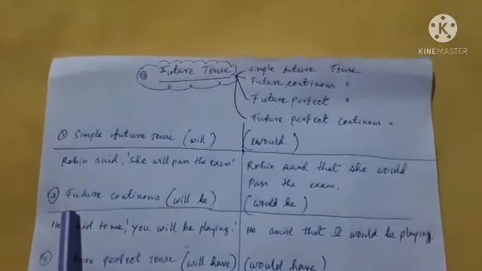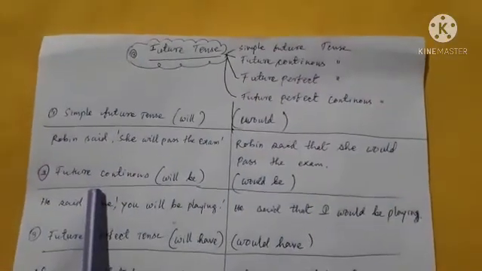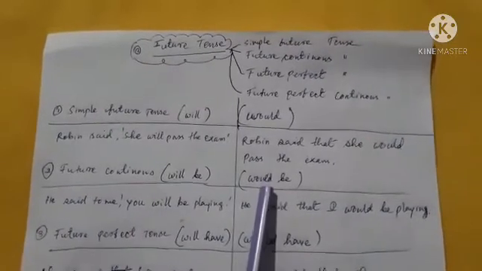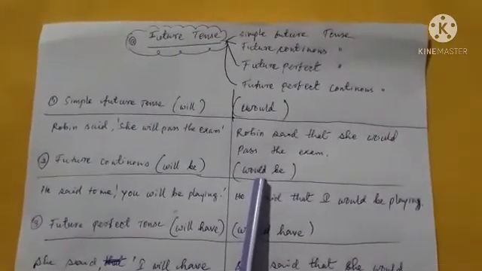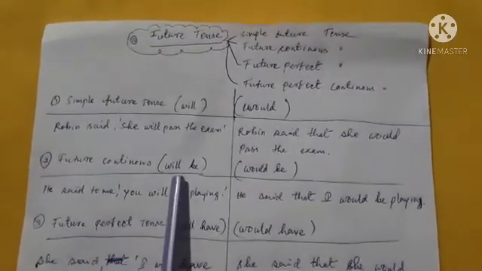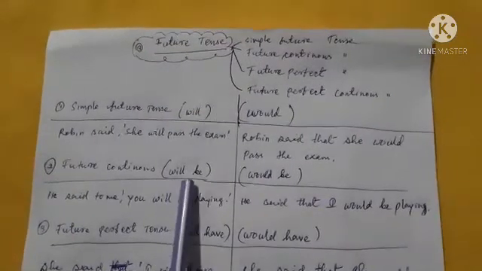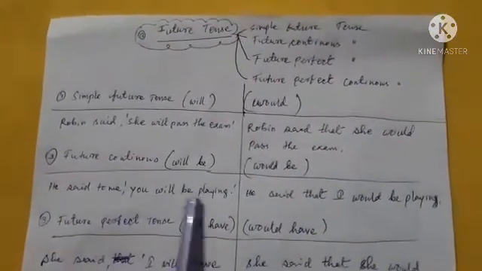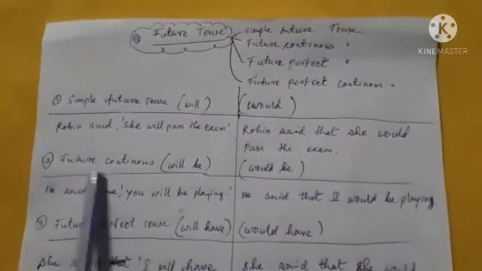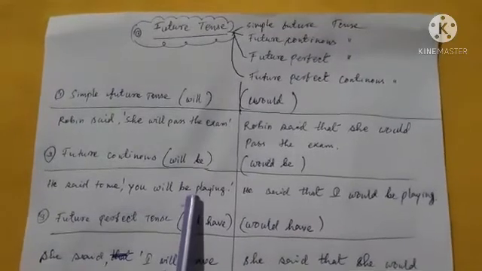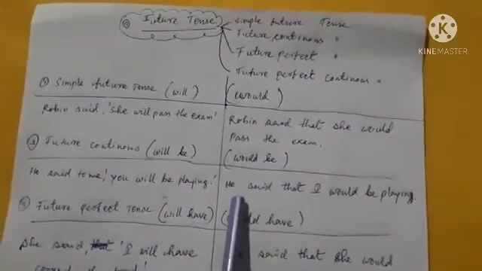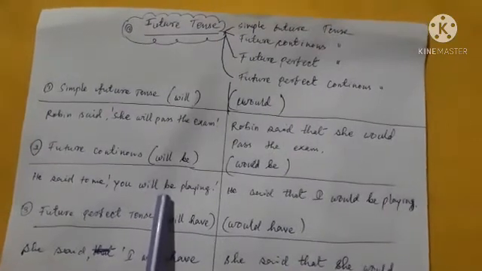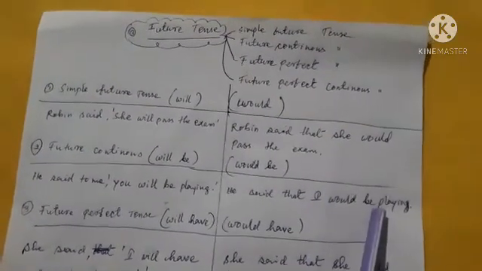Let us look at the second form of future tense, that is future continuous tense. When we change this to indirect speech, it changes to would be. Okay? Future continuous tense, the verb will be changes to would be. For example, he said to me, "You will be playing." It is in future continuous tense, and in indirect speech it changes to would be as he said that I would be playing.